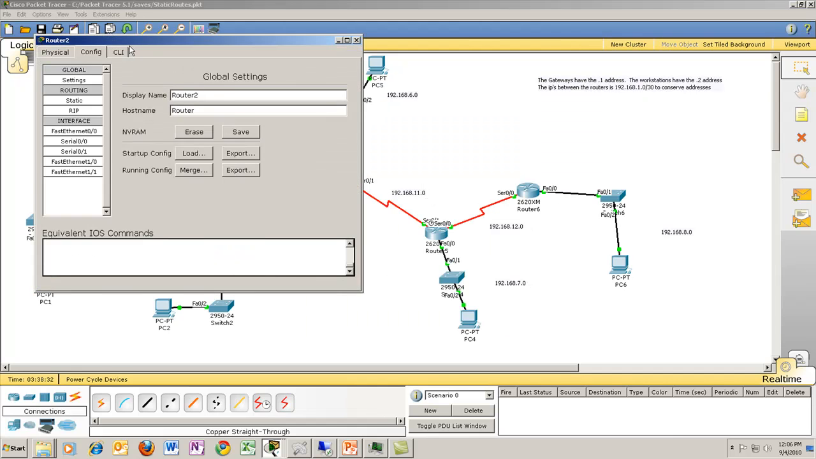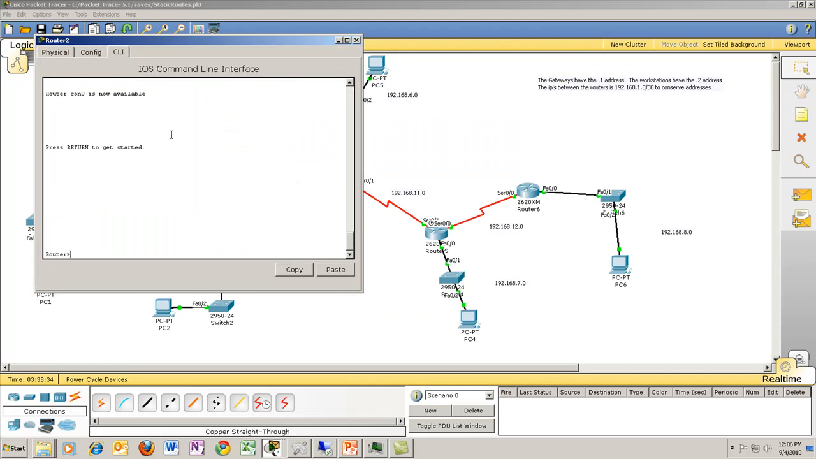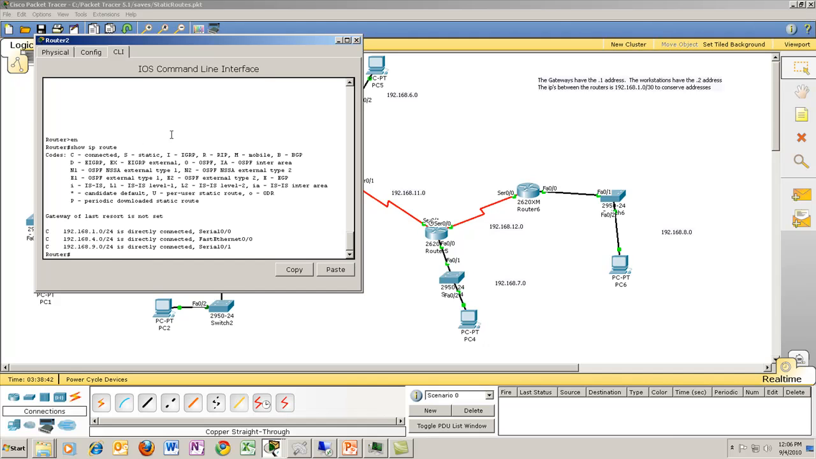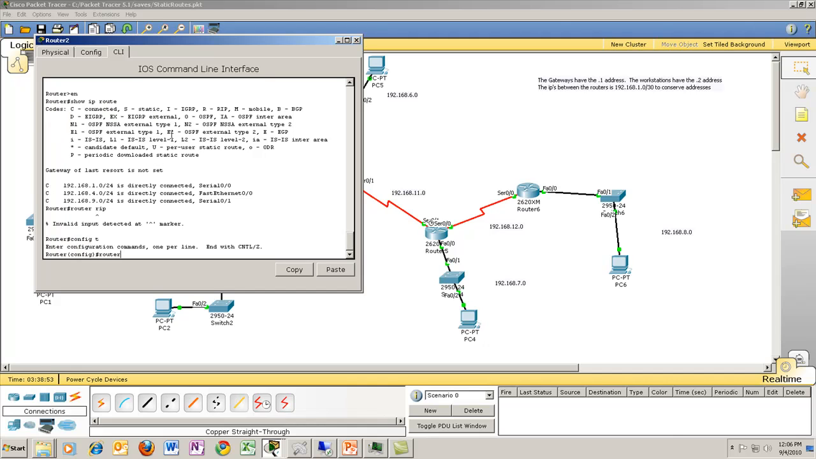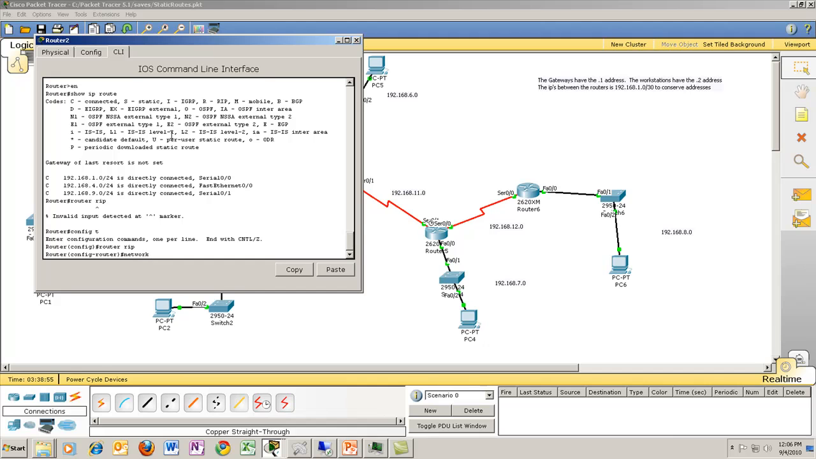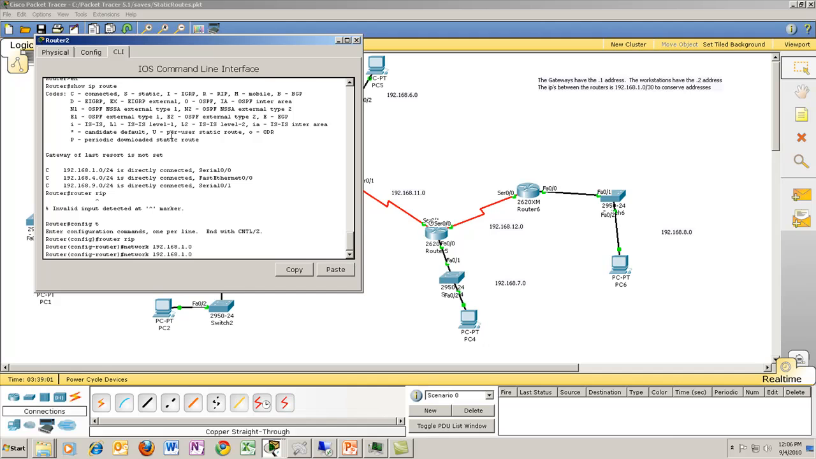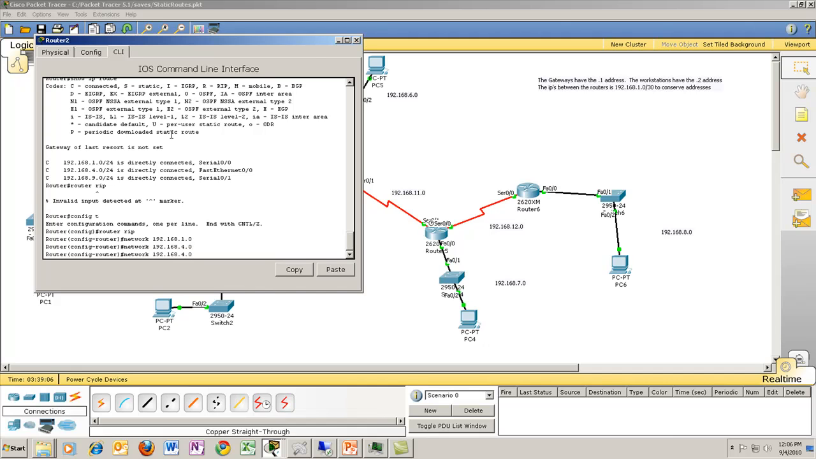Let's go to router 2 and see if we can get some routes here. Show ip route, and it shows us what's directly connected to it. So let's go to router rip. Nope, got to be in config mode. Router rip, network 192.168.1.0 and 4.0. Again, the up arrow key and 9.0.